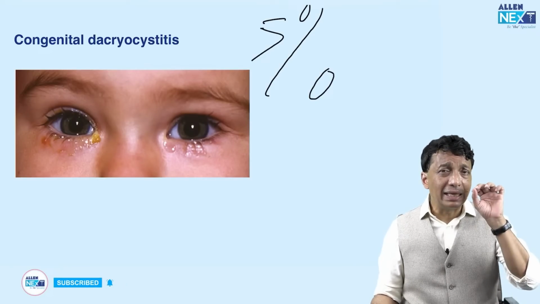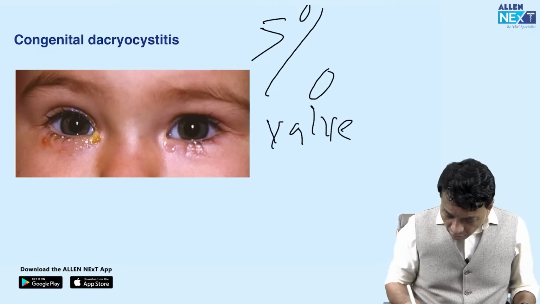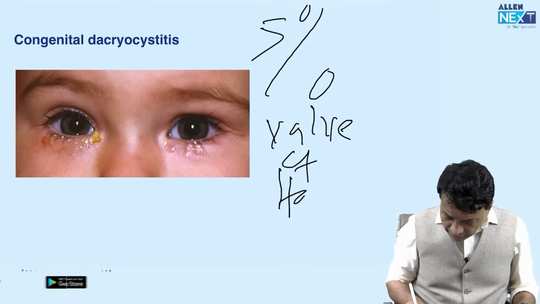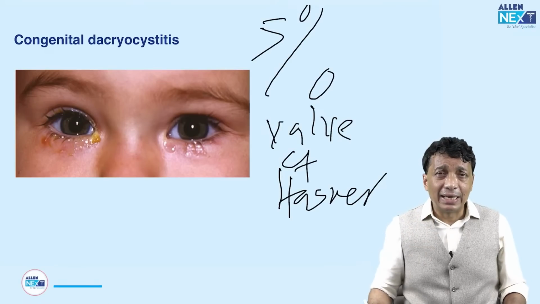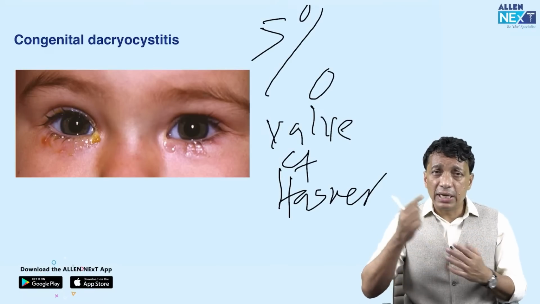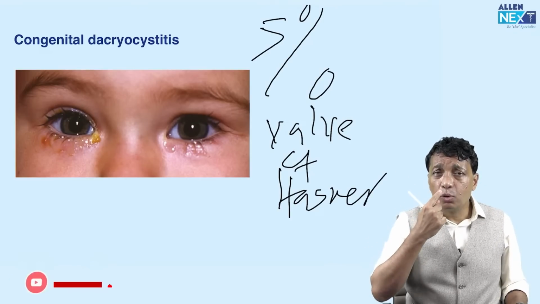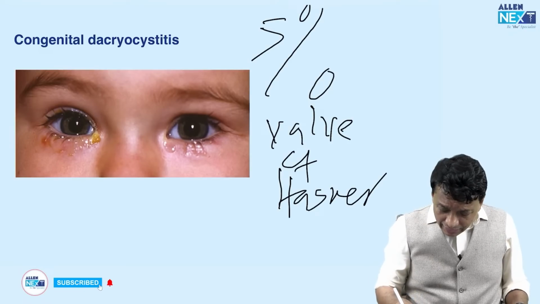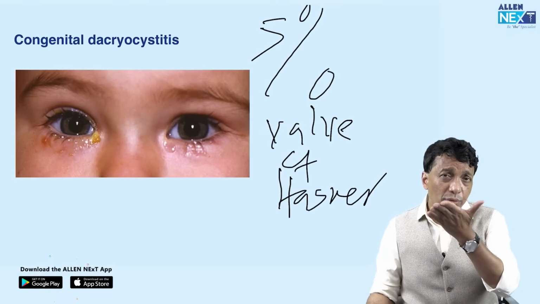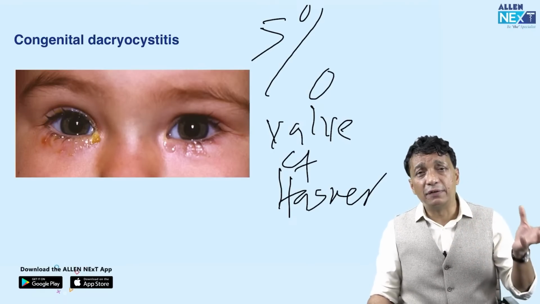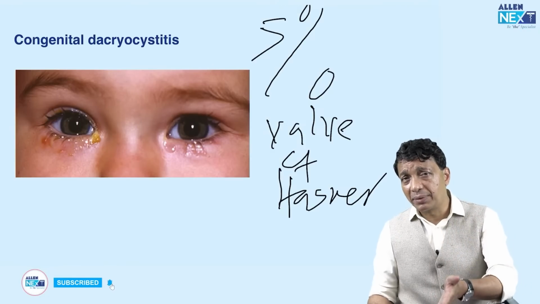The basic reason is the valve of Hasner. This is a valve which opens in the inferior meatus and it is not canalized. That means it is not patent, so it is blocked. So the tears are not able to go down the normal pathway to the inferior meatus. These tears get dammed up and stagnant in the lacrimal sac, where they get infected, and this infection is visible to us as excessive watering, crusting, and discharge.